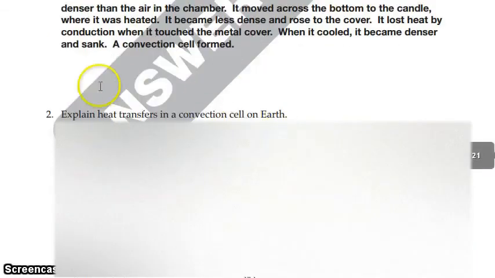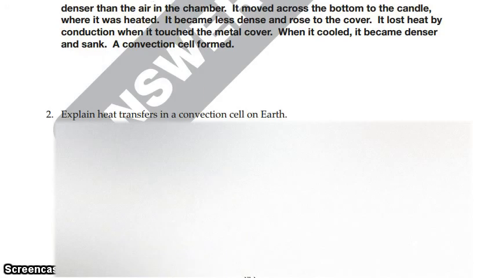And then with the second question here, explain how heat transfers in convection cells on Earth. Solar radiation heats the surface of the Earth, both the water and the land. The air above the surface is heated by conduction and radiation from the surface. The warmer air expands and becomes less dense. The cooler air sinks and pushes the warmer air up. As the warm air rises, the molecules start to slow down. The air cools, contracts, and becomes denser. The denser air sinks back to Earth, where it can be warmed again and again. That's a continual cycle that keeps taking place.